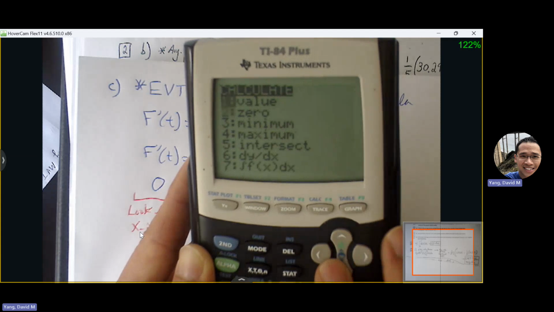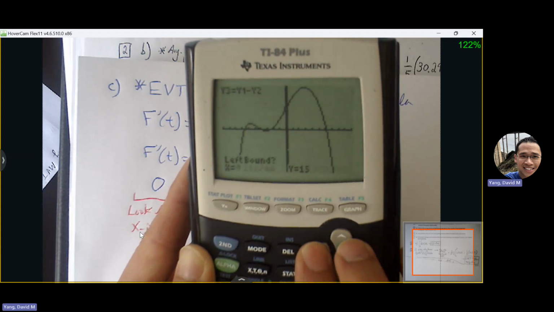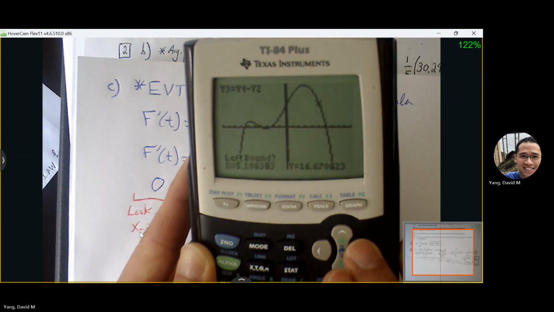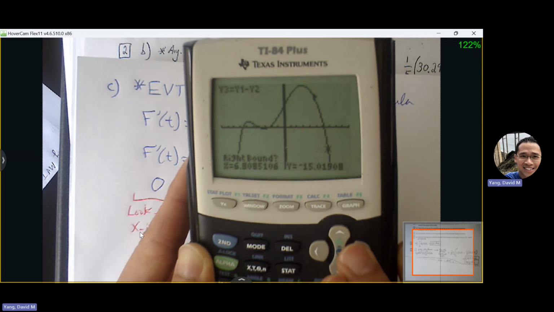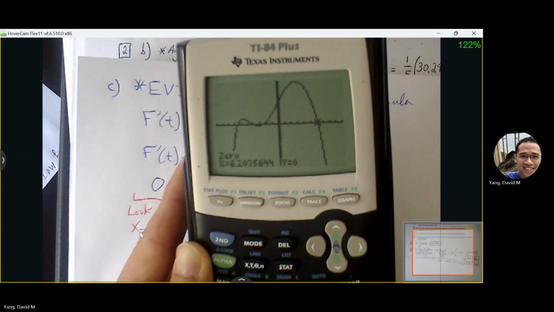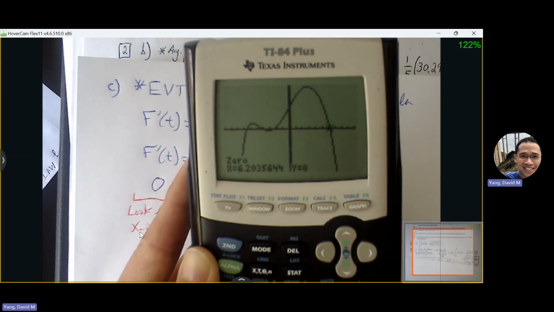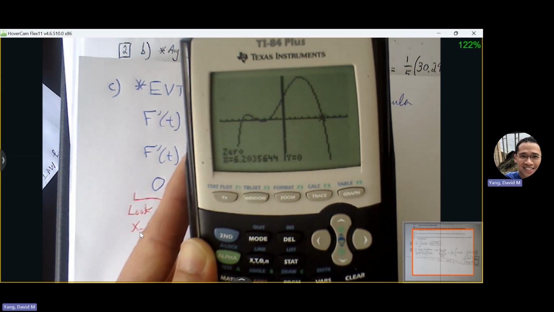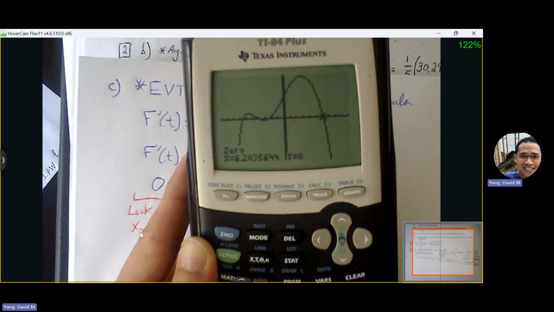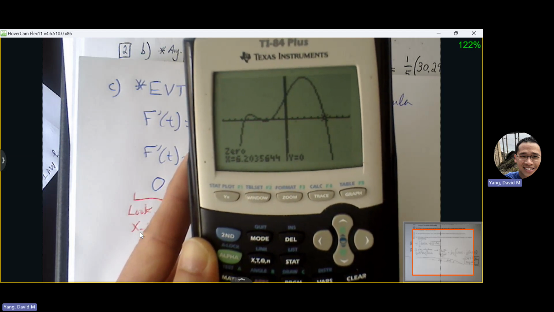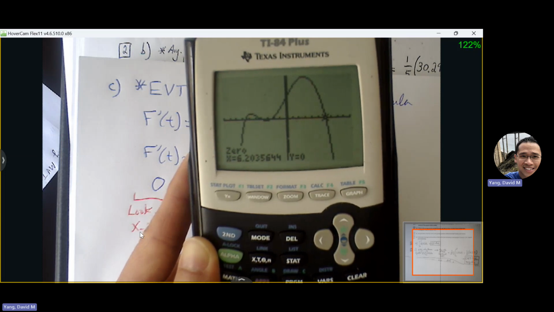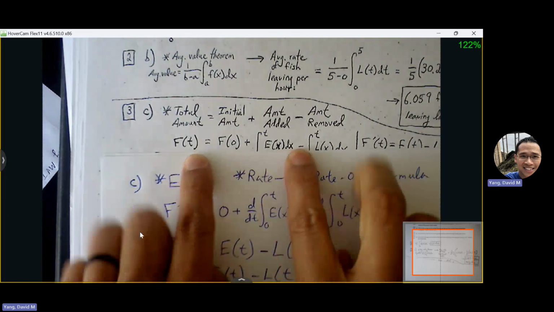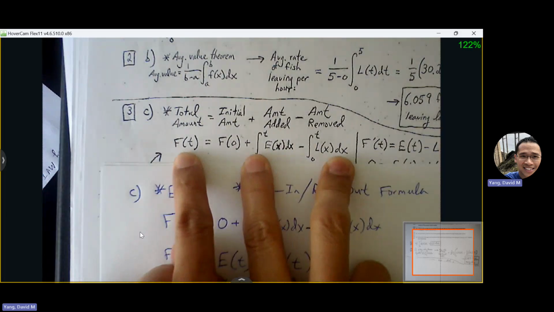So second trace, 0. I'm picking a point to the left of the x-intercept first, and then picking a point to the right of the x-intercept, hit enter. 6.203. So we know we want to find the number of fish at 6.2. We want to find the number of fish at 0, and we want to find the number of fish at 8. So that's going through our extreme value theorem, testing our critical points and endpoints, and we're inserting them all back into our f of t equation.